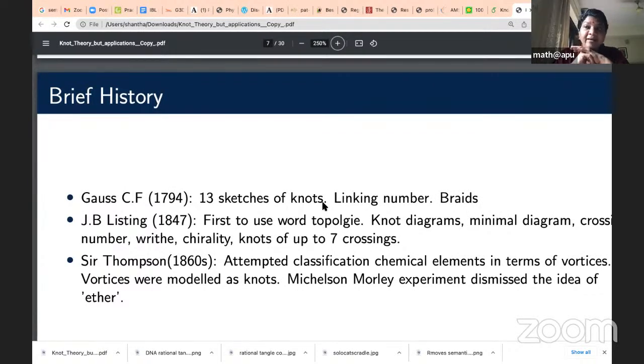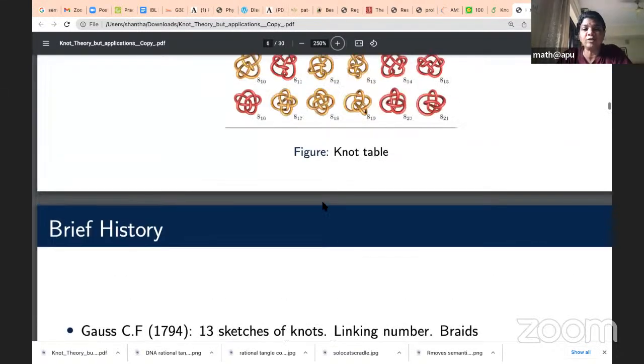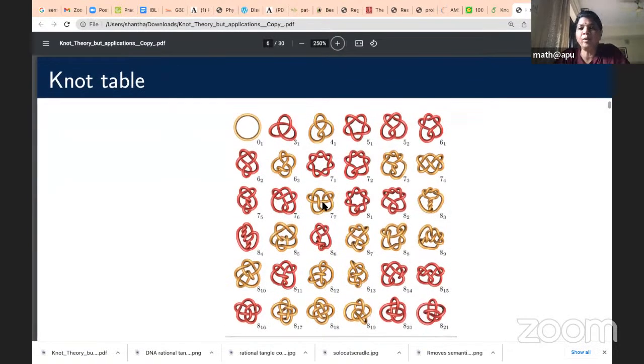But the mathematical journey had begun, and people wanted to classify. So the table that we saw here is an attempt to list all possible knots. In this list, we are saying that there is only one knot with 3 crossings, only one knot with 4 crossings, and 2 knots with 5 crossings. I'll get back a little later to what we mean by there being only one knot.